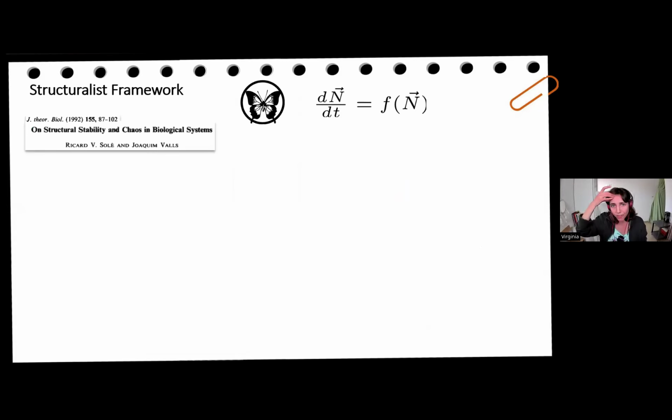So, for those who have never heard this before, these concepts appear for the first time applied to biological systems around the start of the 90s. In general, we say that a system is structurally stable if, when we change its parameters, its dynamical behavior does not change. But what does it mean in ecological systems?